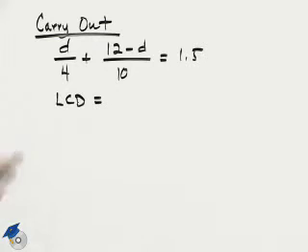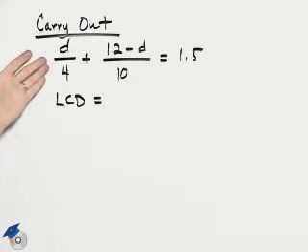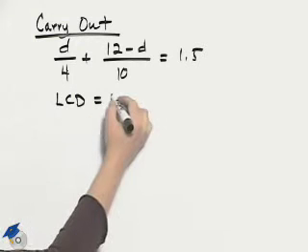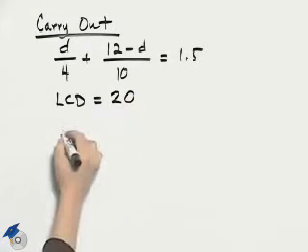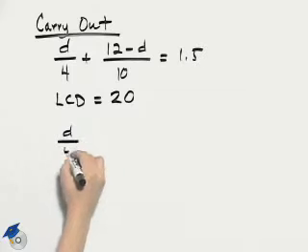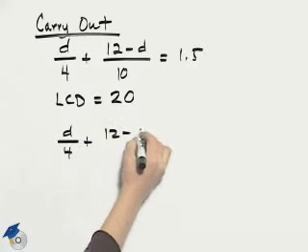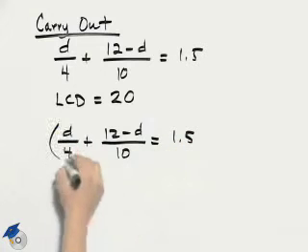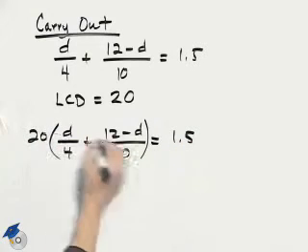The second step to this problem is to carry out. We have an equation here that we need to solve, and we notice that we have fractions. So we'll multiply each side by the least common denominator. Now, the least common denominator in this case is 20. So I will rewrite my equation as it was given, and I will multiply both sides by 20.